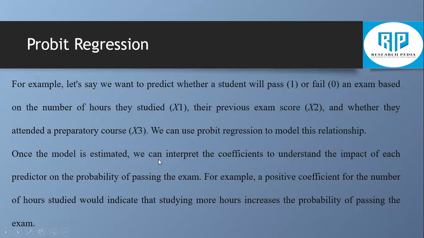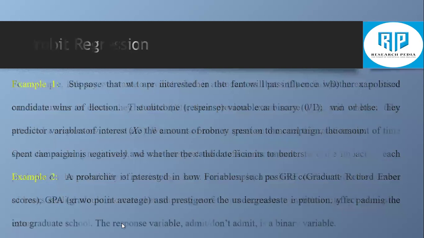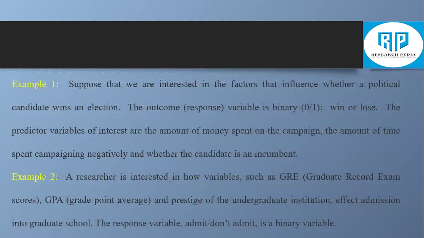Once the model is estimated, we can interpret the coefficients to understand the impact of each predictor on the probability of passing the exam. For example, a positive coefficient for the number of hours studied would indicate that studying more hours increases the probability of passing the exam. There are two more examples that we need to understand, and one of these examples we are going to discuss as a practical data example. So I will share the data set with you.